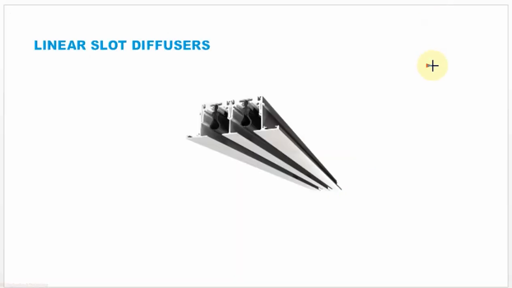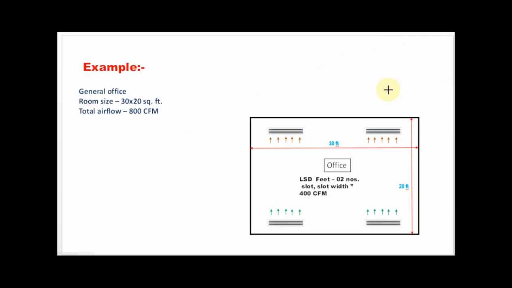Now we will study how to select a linear slot diffuser. We will do a sample exercise for a room having dimension 30 by 20 square feet and the total airflow value 800 CFM. We are using two grills to supply air for this room, and the airflow for each grill is 400 CFM. Now we will select for it the linear slot diffuser length, number of slots and slot width.